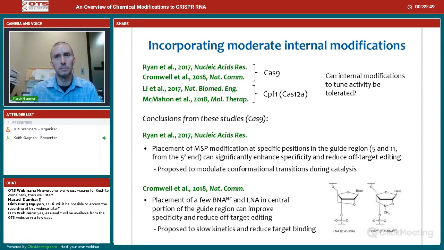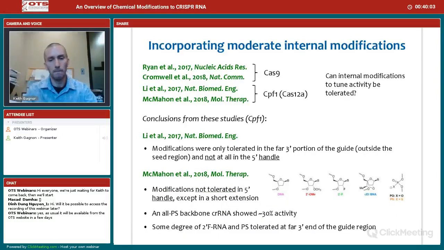Okay, so this is a common theme that's emerging. If you want to improve specificity, you need to sort of dial back the binding affinity to the target, or you need to somehow modulate conformational transitions of the enzyme. Okay. So that was with Cas9.